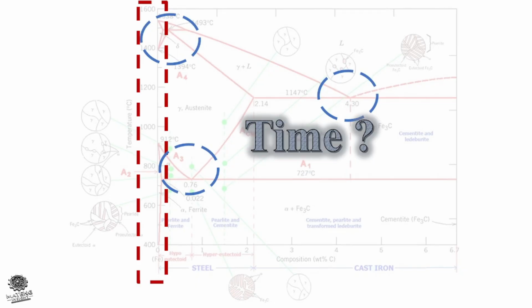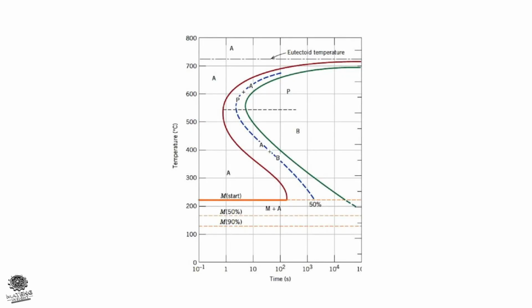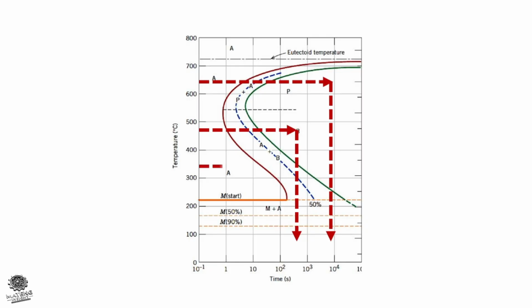To analyze the influence of time, we use time-temperature transformation diagrams, namely TTT and CCT diagrams. In the TTT diagram, a sample is held at a constant temperature and phase transformations are observed over time. At constant temperature, isothermal condition, structures such as pearlite and bainite can form. Martensite does not form under these conditions, as it results from rapid cooling without sufficient time for diffusion.